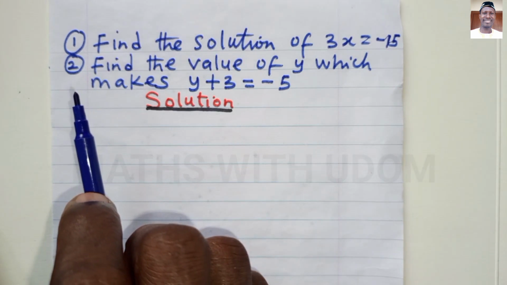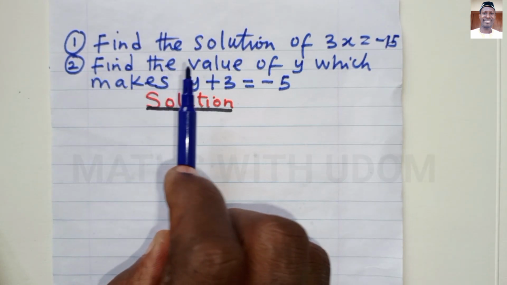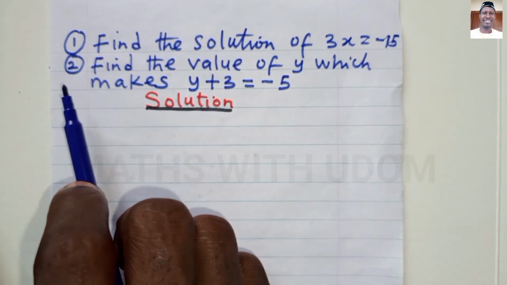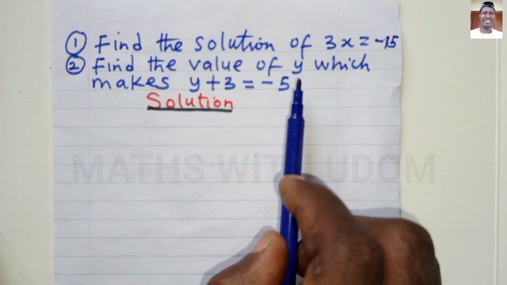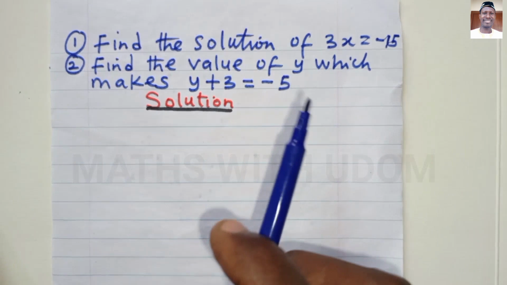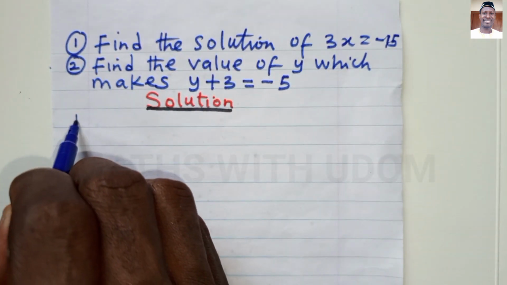Hello, we have to solve the following. Question 1: Find the solution of 3x equals minus 15. Question 2: Find the value of y, which makes y plus 3 equal to minus 5. We are going to solve them one after the other.